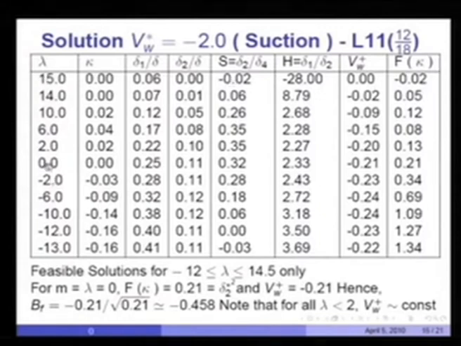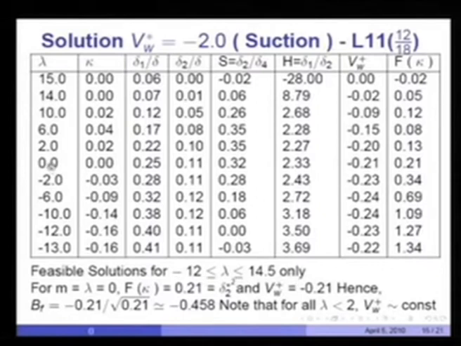On the adverse pressure gradient side, you will see I have gone up to minus 13, but at minus 12 it is 0 already. So this is where separation occurs, and minus 13 gives minus 0.03. So this is not admissible. So the effect of pressure gradient at a certain suction state is valid between minus 12 and 14.5 only.